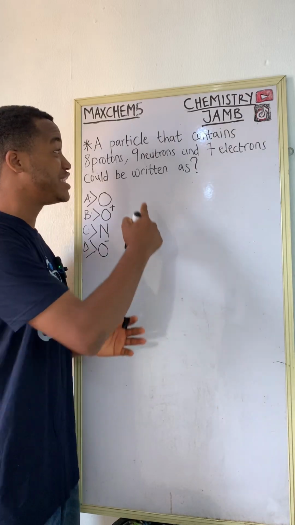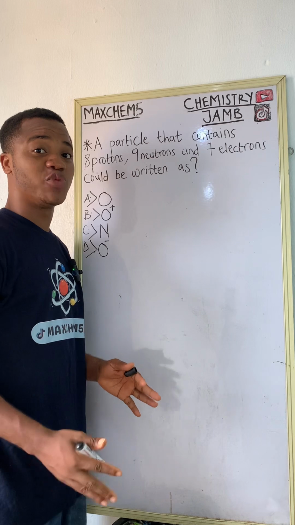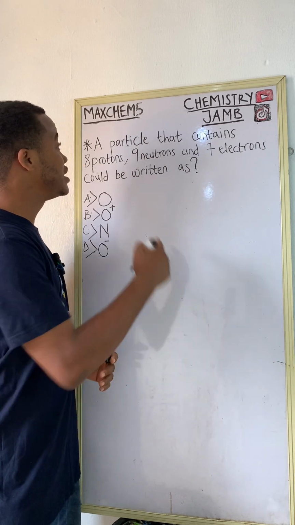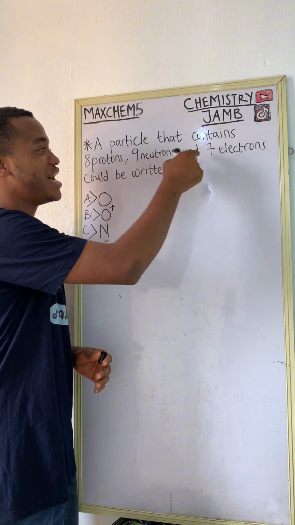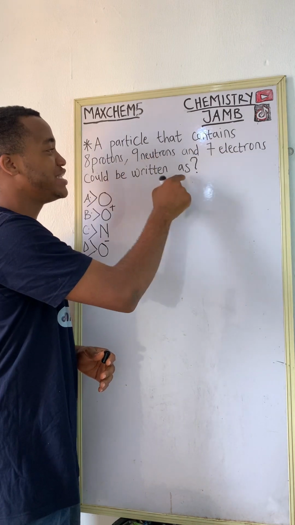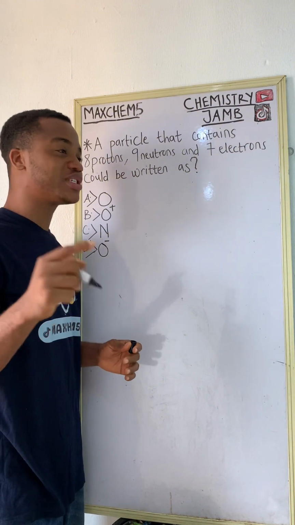Let's say you see this kind of simple question in your chemistry JAMB exam. How will you solve it? It is very simple. Let us solve it together. The question says a particle that contains 8 protons, 9 neutrons, and 7 electrons could be written as, and you can see the options. This is a very simple question. So let us get right into it.